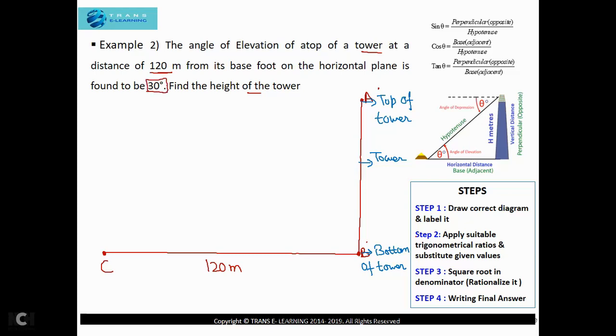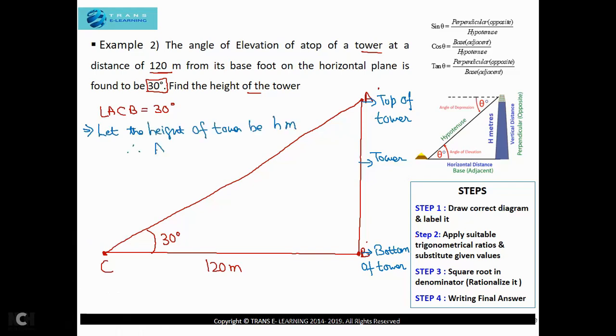For that we need to join AC. So this angle is given as 30 degree. So angle ACB is equal to 30 degree. Now in order to find the height of the tower we need to do one assumption that we need to consider the height of the tower as h meters. So now I'm going to write what is given. We will consider that the height of the tower is equal to h meter. That means AB is equal to h meters and it is given that BC is equals to 120 meters.